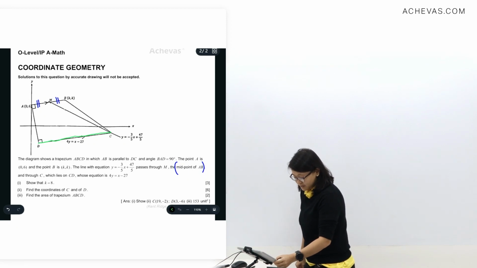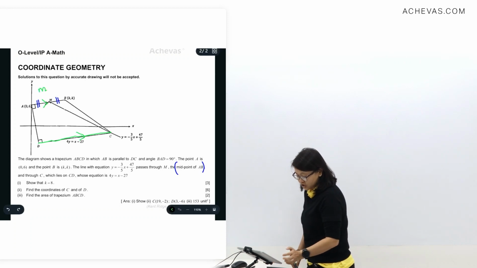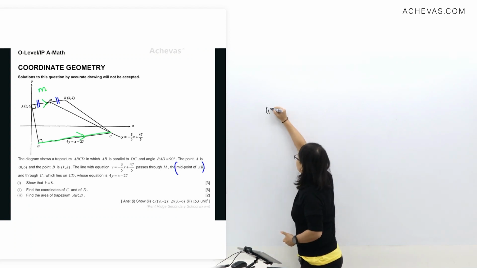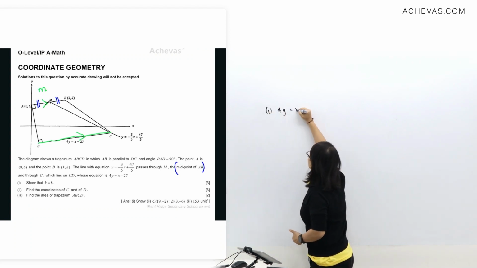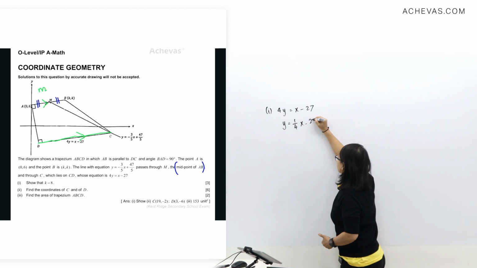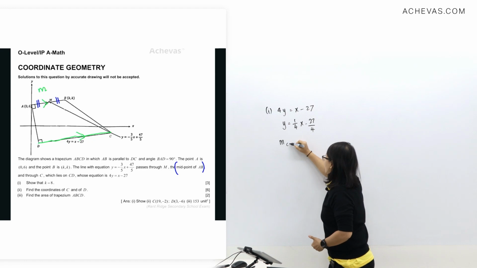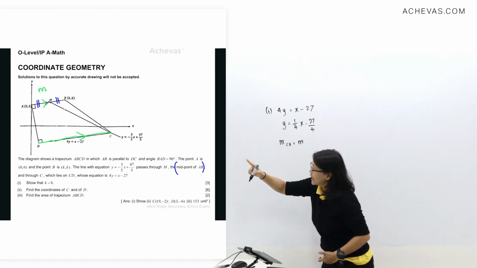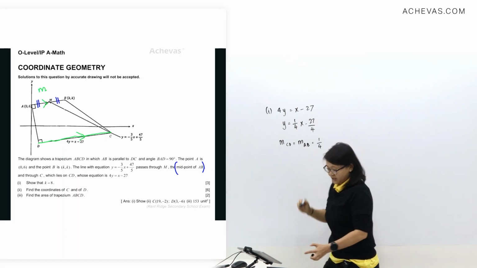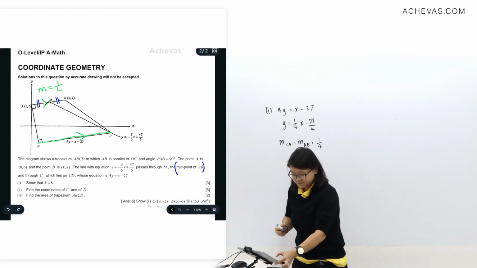You'll notice that we have these parallel lines. So what I'm going to do is rearrange the line CD equation. Let me write down here. I have y equals x minus 27. Let me divide by 4. So notice this is the gradient for line CD, which is also equal to the gradient for line AB, which is 1 over 4. And I'm going to place that into the diagram.